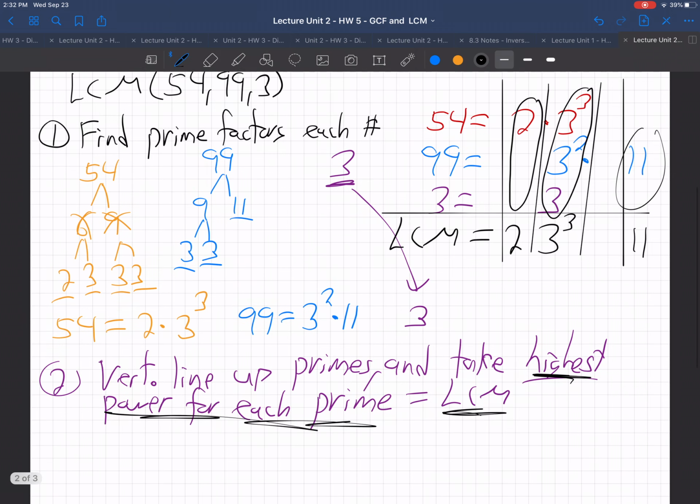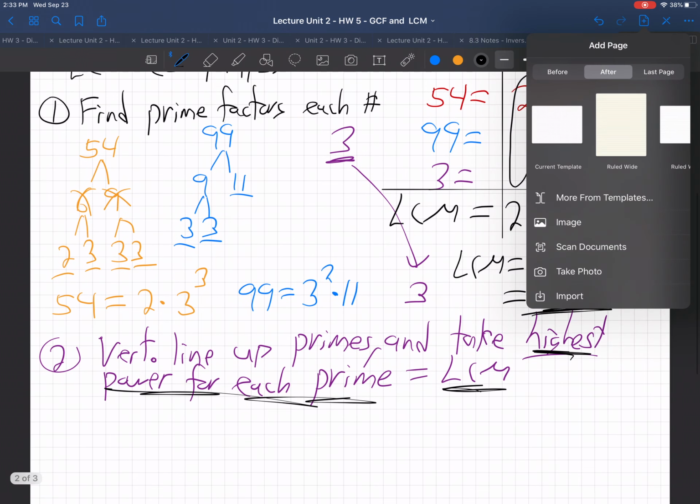So the LCM then equals 2 times 3 cubed times 11. So take your calculator and multiply 2 times 3 times 3 times 3 times 11. And I'm getting 594. So there it is. There's the LCM. There are the 2 steps we do to find the LCM. That's how it works. Let's try another one here.